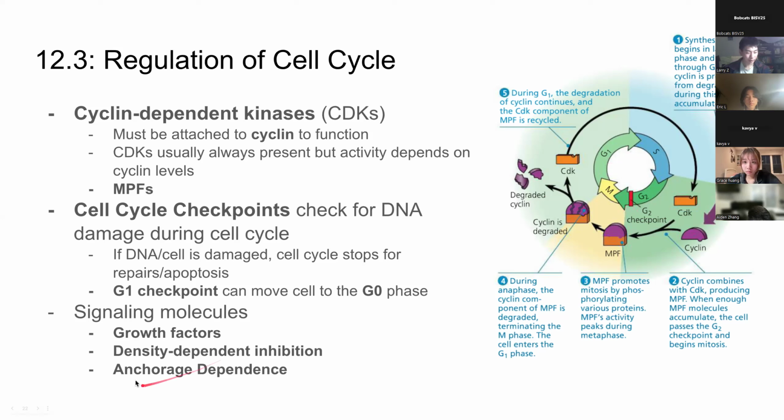The other one is called anchorage dependence, which means cells have to have something to grow on. For example, the ECM, the extracellular matrix, is a matrix of proteins that a cell can attach to, or like your bones. Without something a cell can attach to, the cell will not divide.